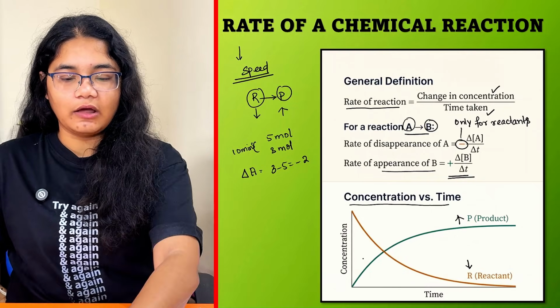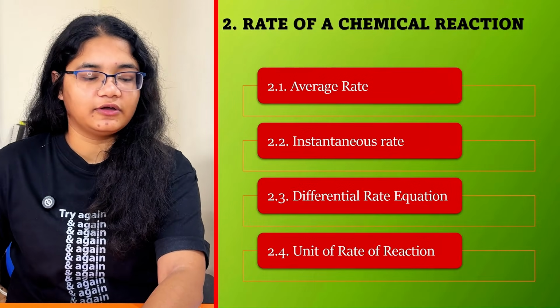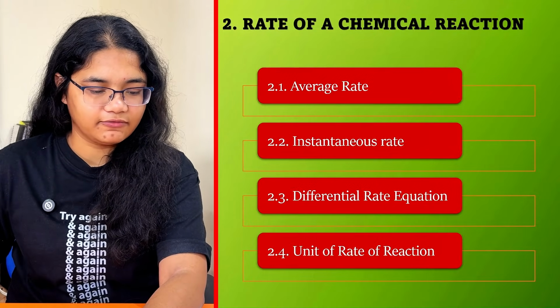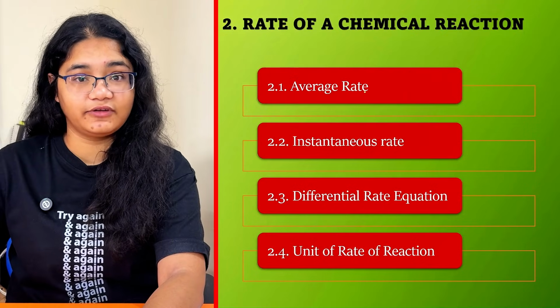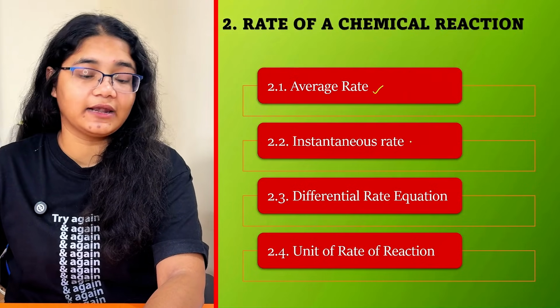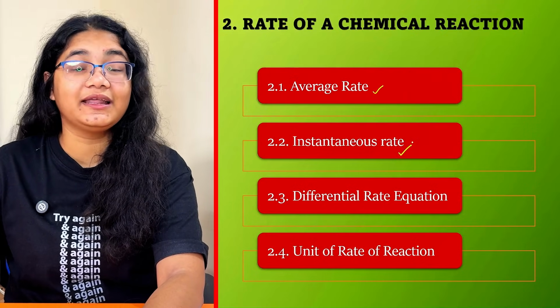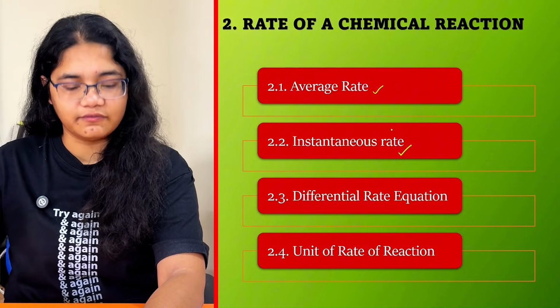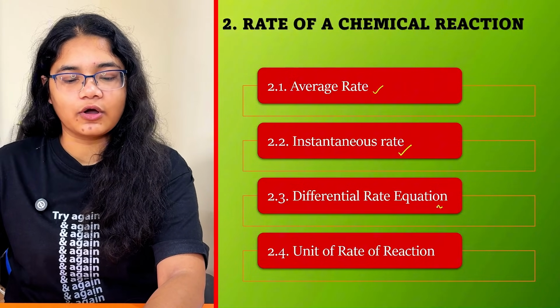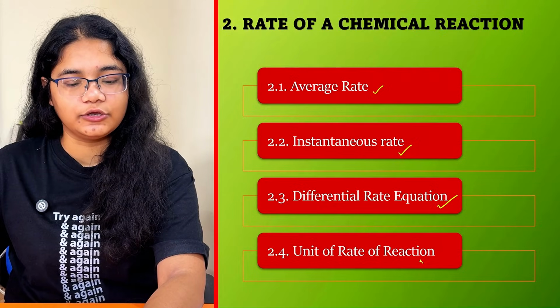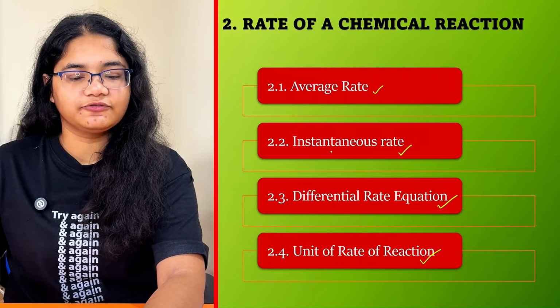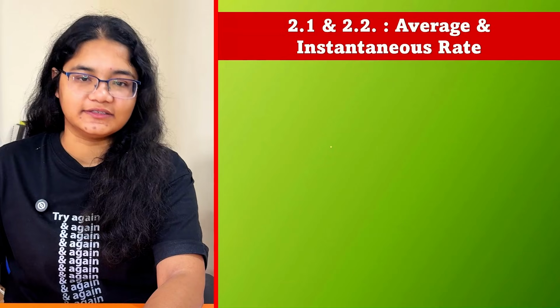Okay, now we will discuss types of rate of a reaction. We can calculate the average rate, and we can also calculate the instantaneous rate. What is this? We will see in the next slide. Then we'll talk about the differential rate equation and the unit of rate of reaction. So first let's talk about average and instantaneous rate.